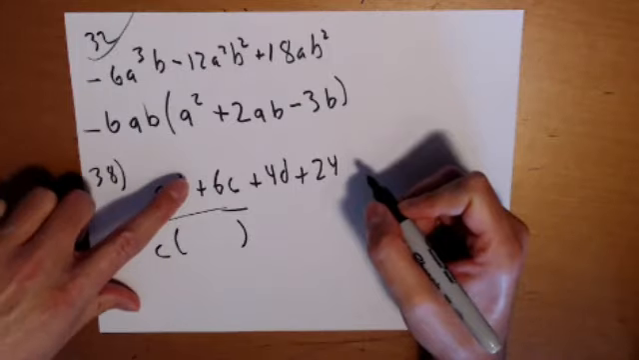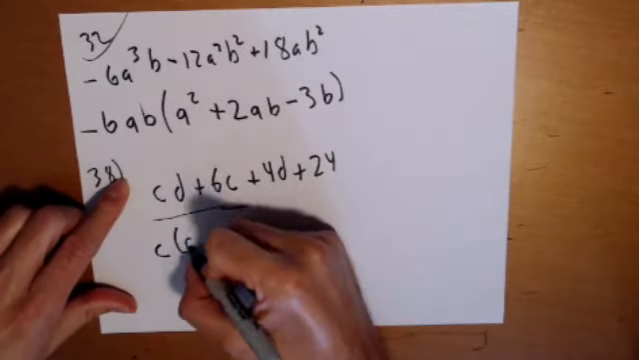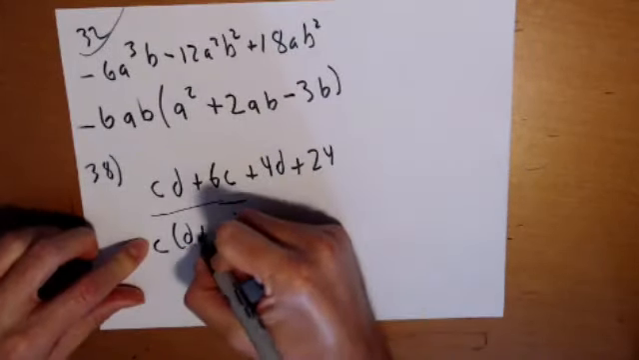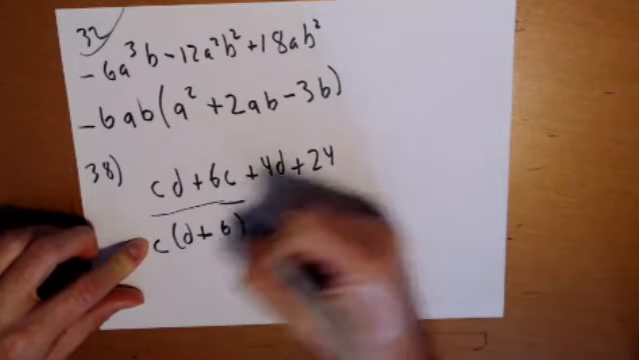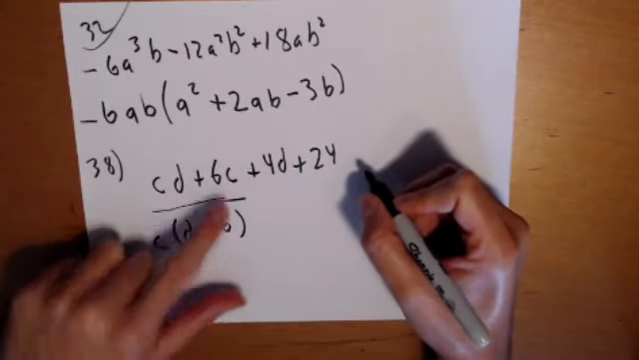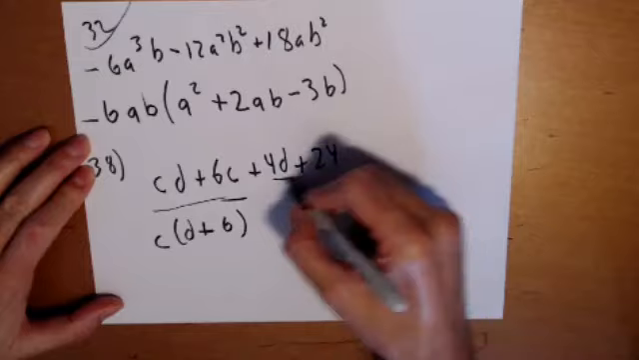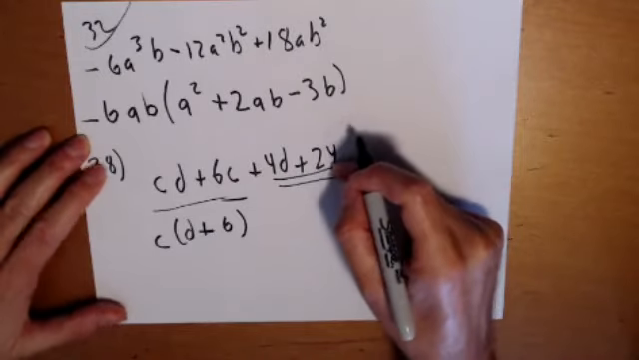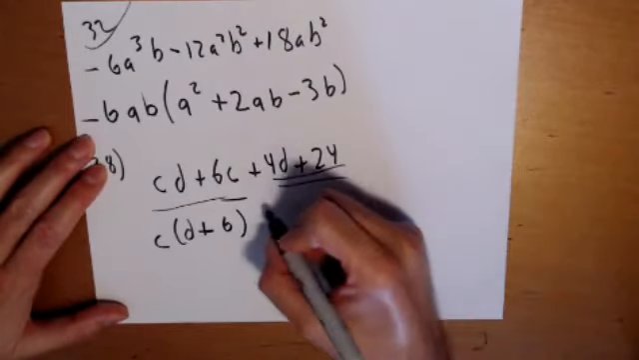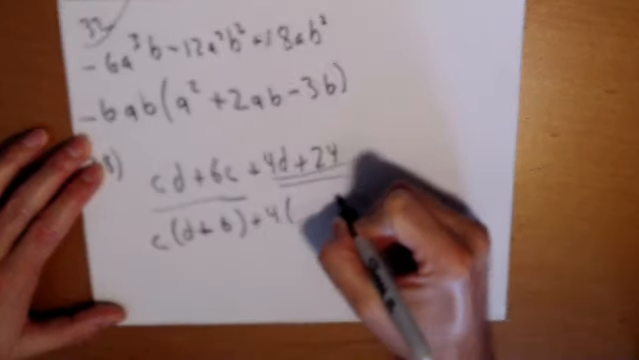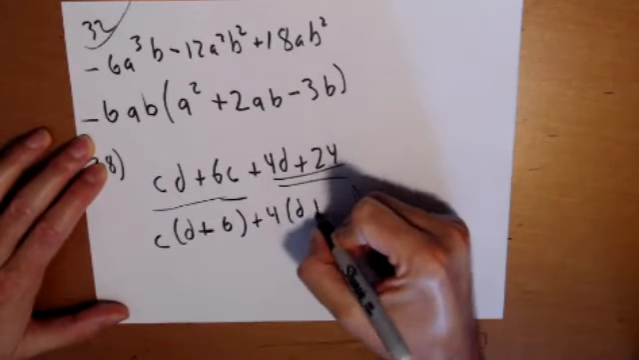A d, because I need to get back to that. So c times d is cd, and then c times 6. cd plus 6c. Okay, now let's just focus on the next two. A 4d and a plus 24. What can I pull out? Just a 4. And what does that leave us with? A d plus a 6.